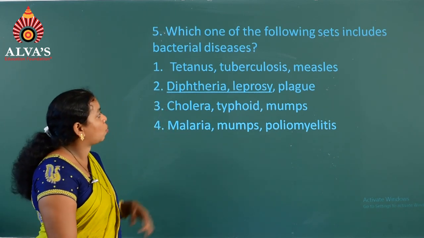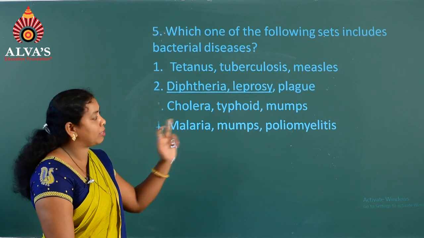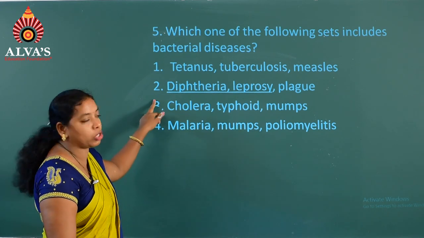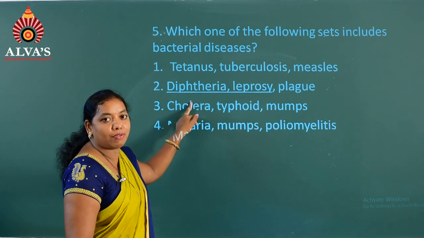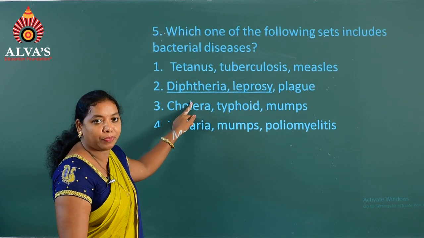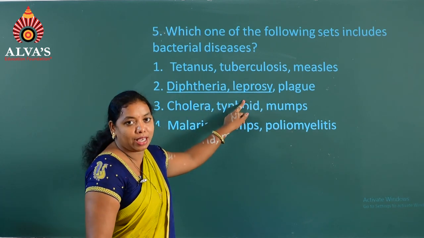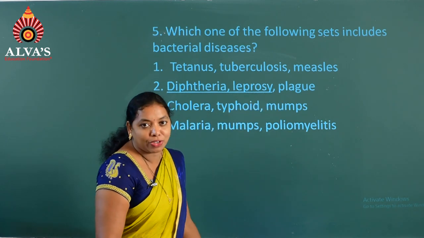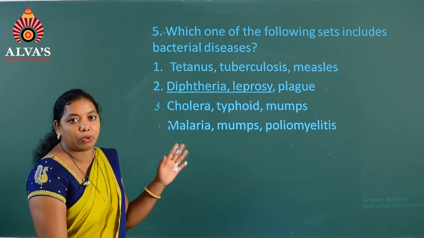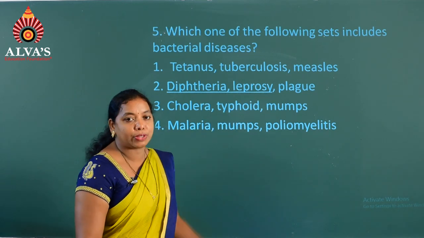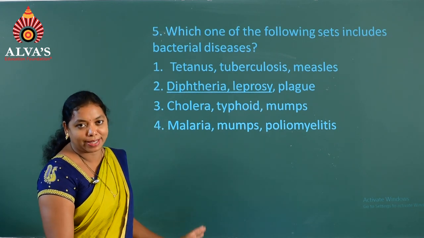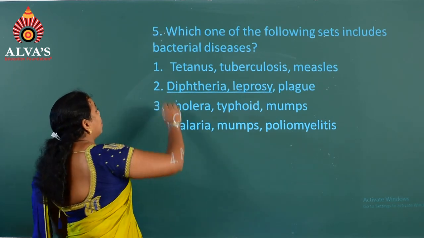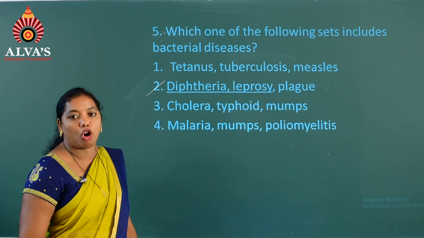So here we can see that the question is to identify the set of diseases which are all caused by bacteria. Hence the second option is right, because diphtheria is caused by Corynebacterium diphtheriae, whereas leprosy is caused by Mycobacterium leprae, and plague, which is also called the black death in European countries, is caused by Yersinia pestis, that is the name of the bacterium. Hence for question number 5, the right answer is the second option.